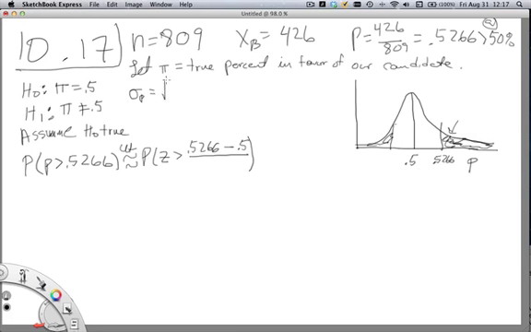What's the formula for sigma sub p? Well, it's the square root of pi times 1 minus pi over n. Now, ordinarily, we wouldn't be able to find sigma sub p because we don't know pi. But in this case, since we've assumed that H naught is true, we've assumed the value of sigma sub p. So, therefore, why not use it? 0.5 times 1 minus 0.5 divided by 809. And if you do the math, this is equal to 0.01758, keeping 4 accurate digits.